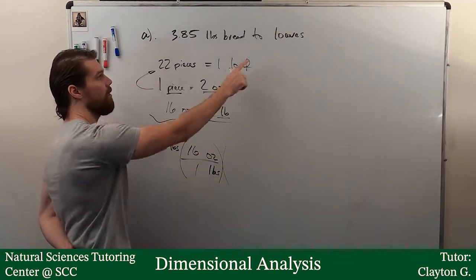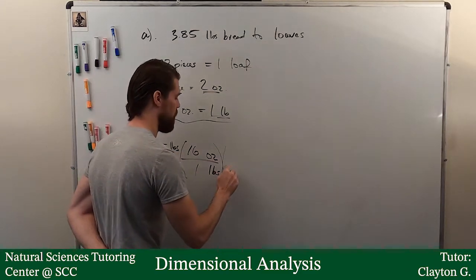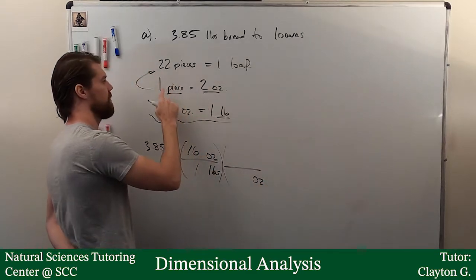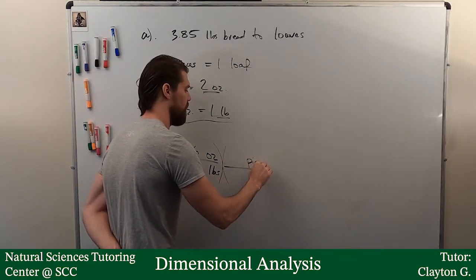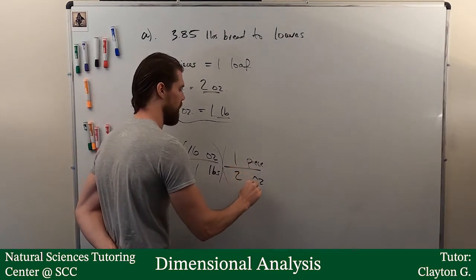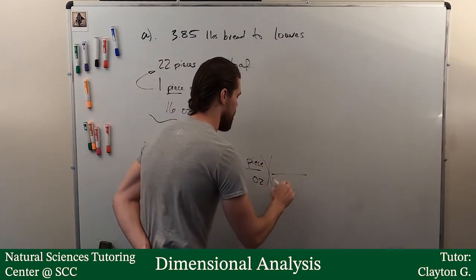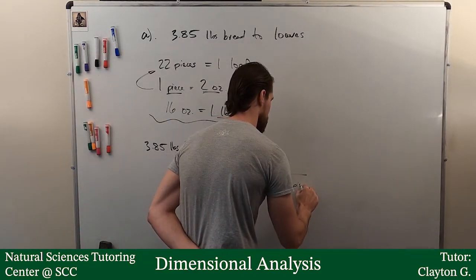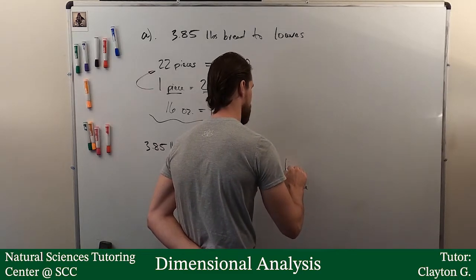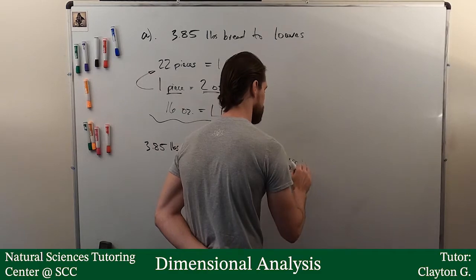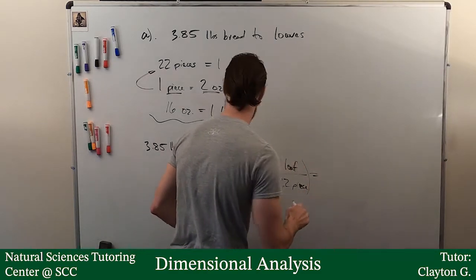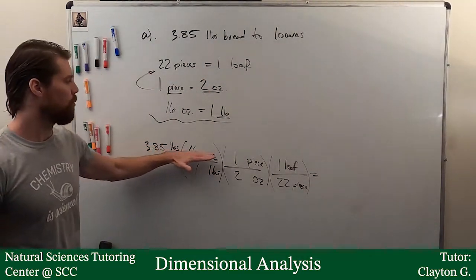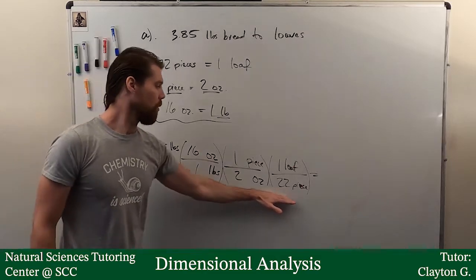Now I have ounces. I don't want ounces, I want loaves. So let's continue. I need to divide by ounces, and that gives me a piece of bread. So for every 1 piece of bread, I have 2 ounces. And now I need to divide my pieces of bread out. For every 22 pieces, I have 1 loaf. So now, this is what calculators are for. We'll just plug it in. Anything on the top, we will multiply. Anything on the bottom, we will divide.